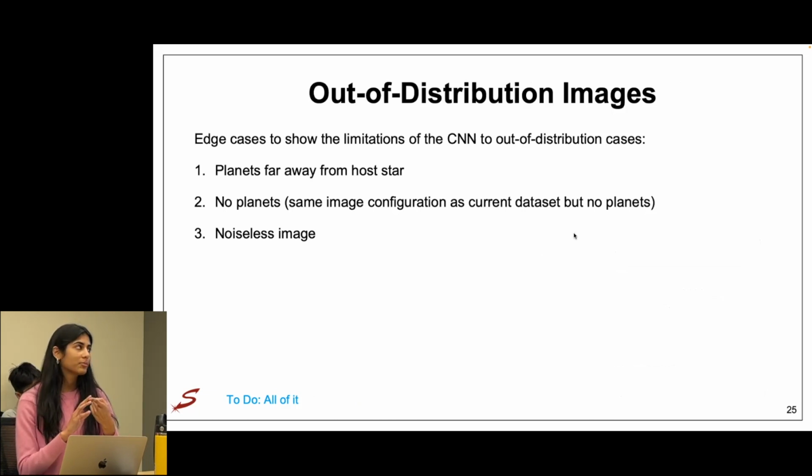So planets far away from the host star, images with no planets at all. Right now, all of our images have at least 2 to 3 planets in them. So we need to address if there's no planets, which is going to be the case most of the time. How does our CNN perform in those scenarios? As well as looking at a noiseless image. So just seeing, is the CNN able to automatically detect the exoplanets if there's no noise in the image?